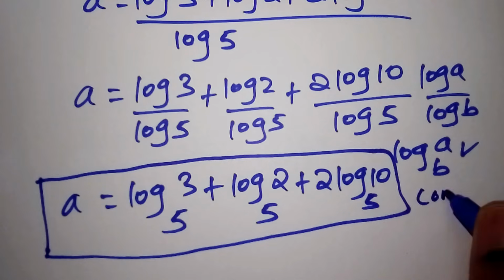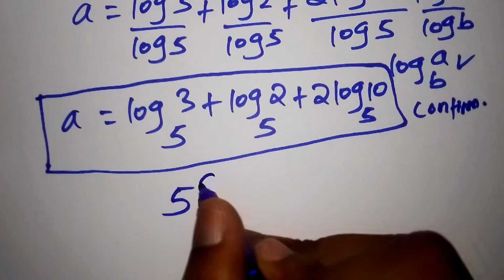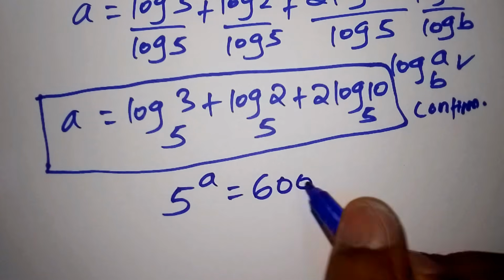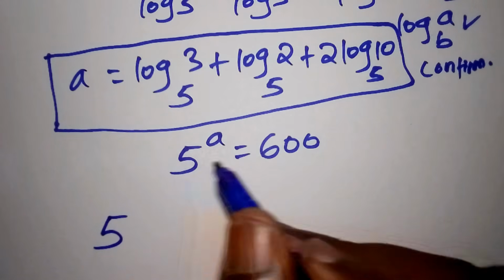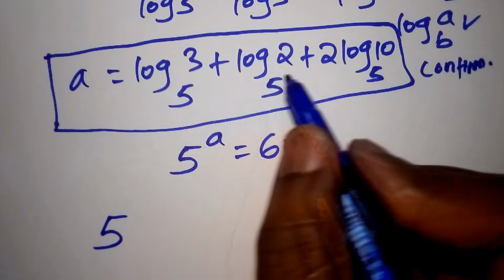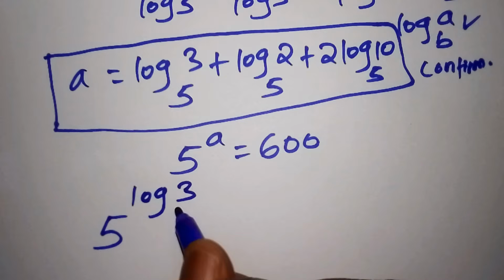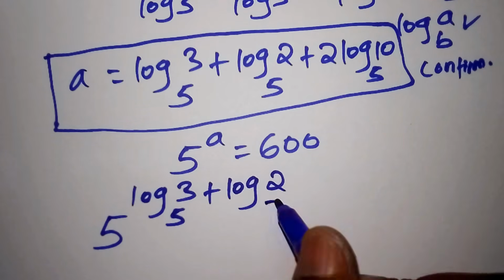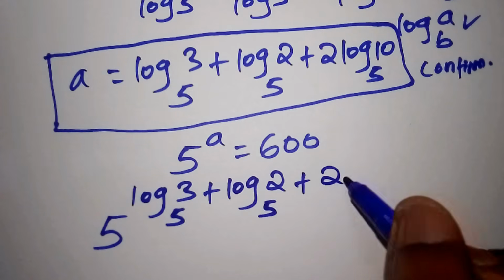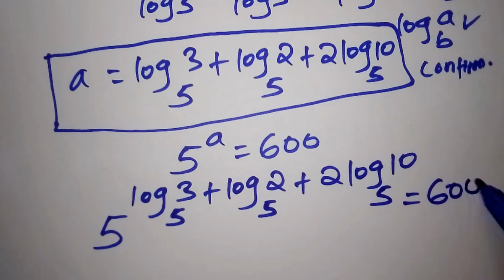So let's now confirm this answer if it is really true. So let's bring our maths problem. So we had 5 to the power of a is equals to 600. So on forming this, we shall have 5 to the power of, so instead of writing a, we shall write the whole of this. So 5 to the log of 3 to the base of 5, plus the log of 2 to the base of 5, plus 2 the log of 10 to the base of 5. So this one now should give us 600.